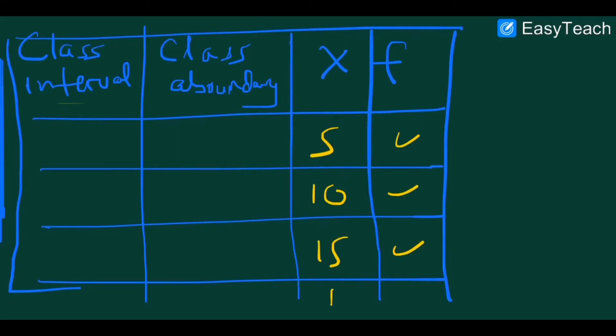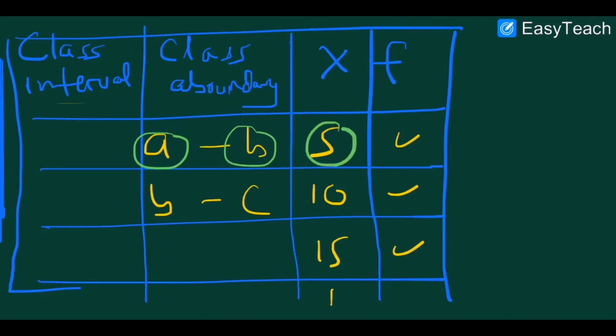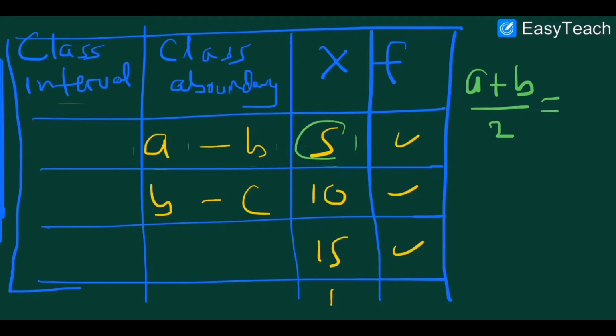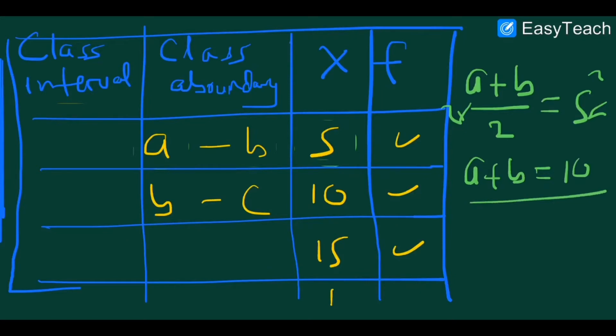Now you're supposed to know that if the first class boundary starts from A up to B, it means the second class boundary will start from B up to C. Also, you have to note that when you take A plus B divided by 2, the answer must be equal to the class mark, which is 5. Then when you multiply both sides by 2, you'll find A plus B equals 10. You can take it as the first equation.